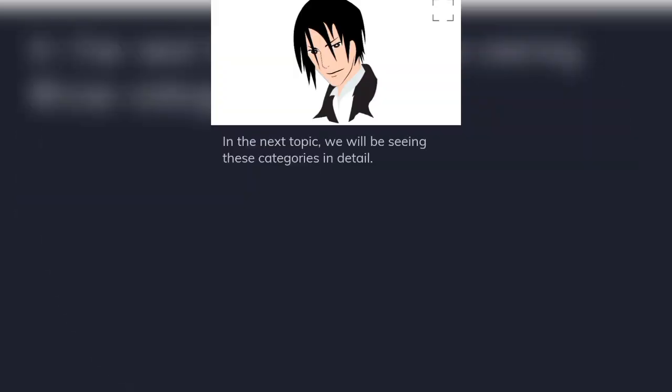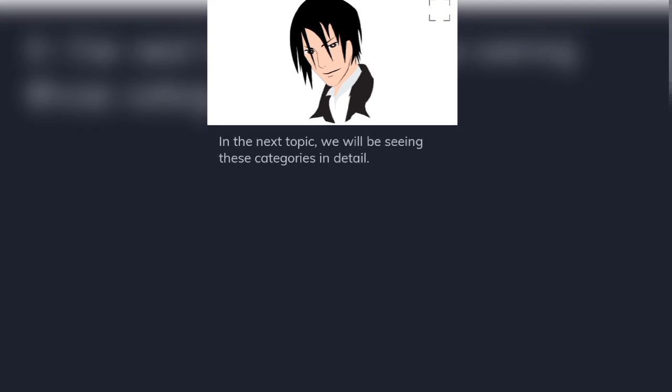In the next topic, we will be seeing these categories in detail. That completes our topic on a brief introduction to malwares. That is all.